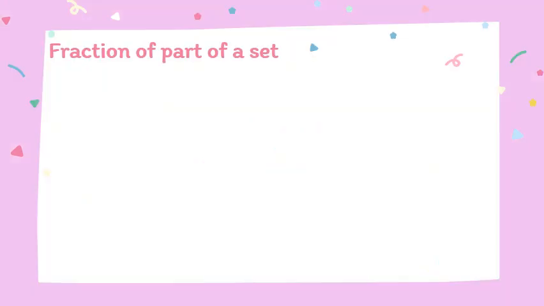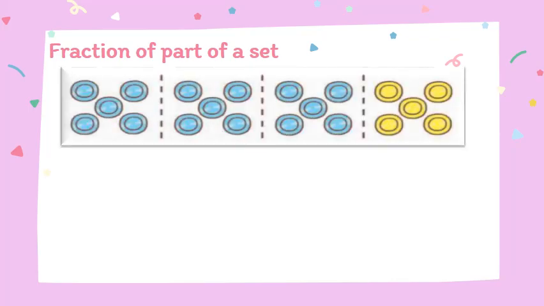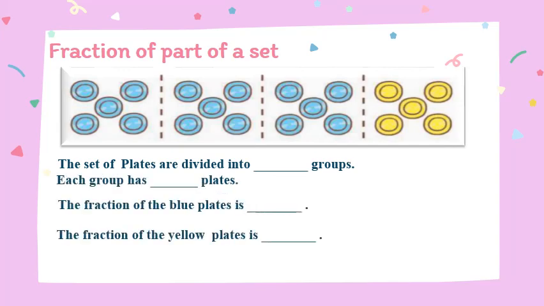So here we'll start with fraction of part of a set. As we can all see, we have different colors of plates. They are divided into different groups. The first one here is asking me to find out how many groups we have. So the set of plates are divided into 1, 2, 3, 4 groups. Each group has how many plates?